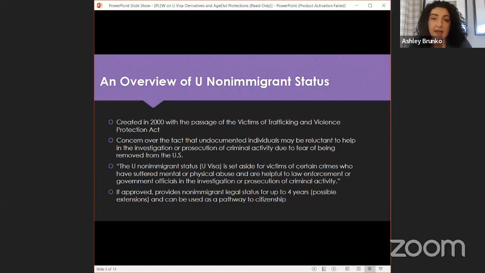So non-immigrant status, or the U visa as it's commonly referred to, was born and is an immigration benefit available for individuals who have been victims of certain crimes, have suffered substantial physical or mental abuse as a result of having been the victim of said crime, and are helpful to law enforcement in the investigation or prosecution of that crime. If the U visa application is ultimately approved, the recipient is given non-immigrant legal status for up to 4 years. That can be extended under certain circumstances, but generally 4 years, and that status can in turn be used as a pathway to citizenship.